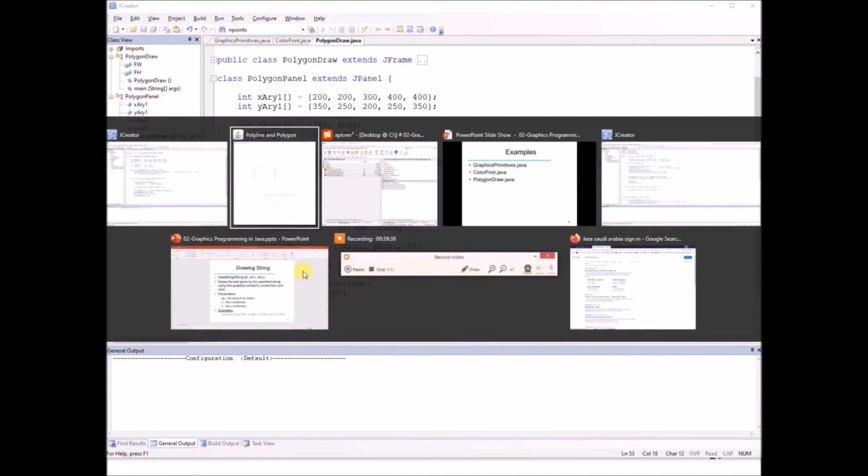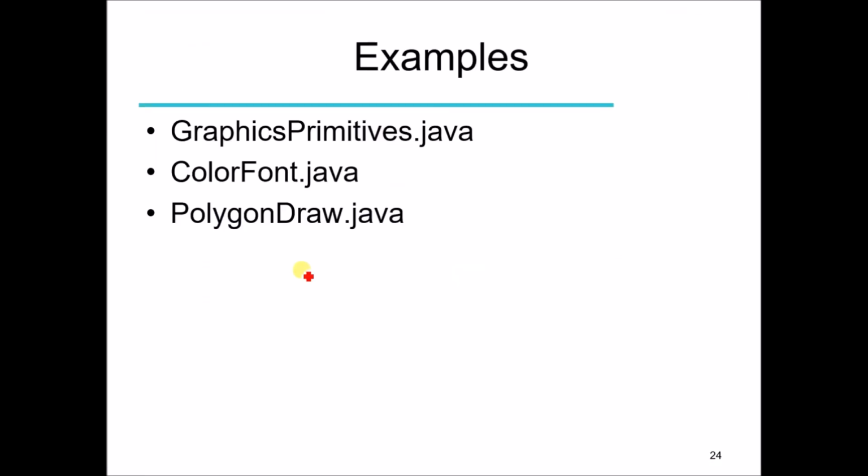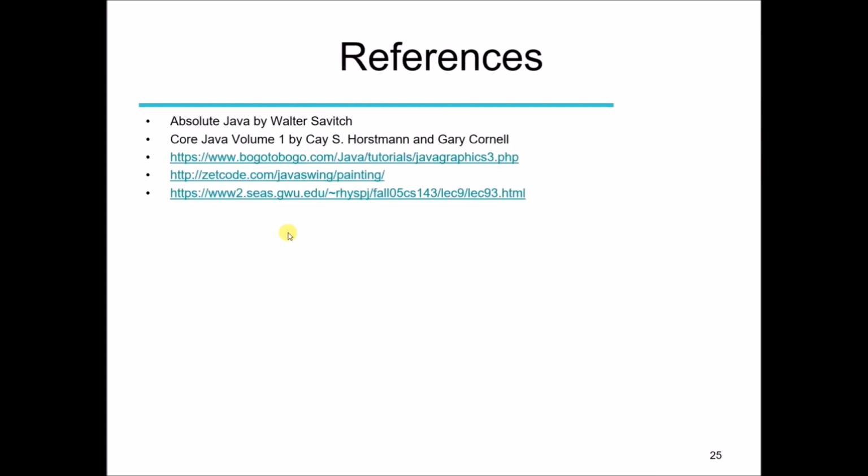So this is the third example I wanted to discuss on how to draw the polygon. We have discussed the graphics primitives. We have discussed the example for color and font, in which we saw how to set the color and the font, and drawing polygon, in which we saw how to draw the polygon and the polyline. Polygon and polyline have similar methods and similar constructors. In the polyline, the last point is not connected with the first point.